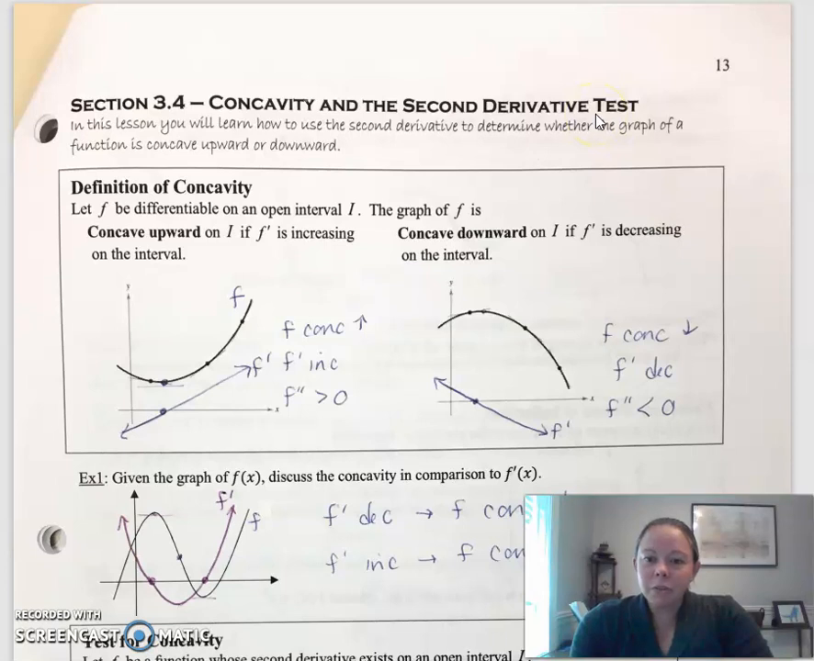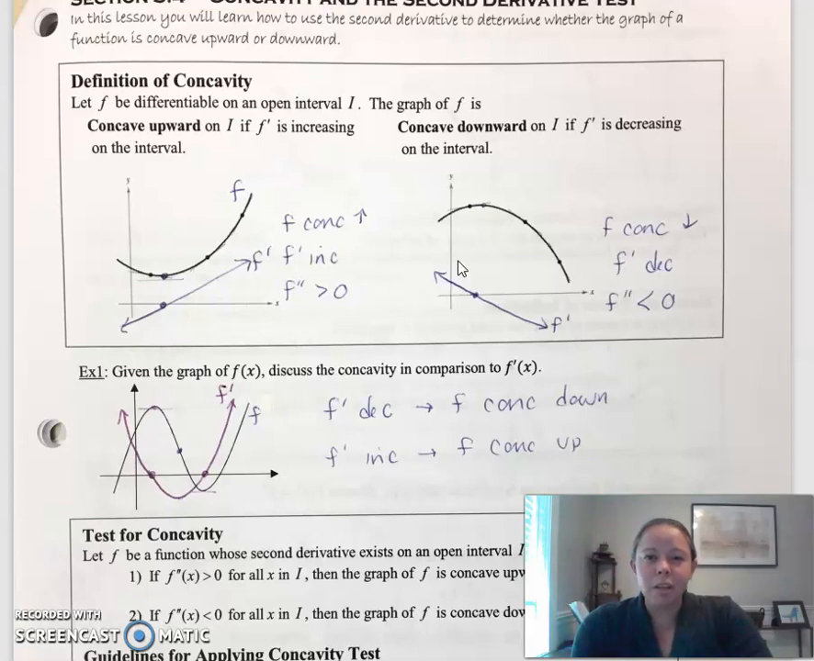Okay, so first and foremost, definition of concavity. If your function's differentiable on an open interval I, the graph is concave up when the derivative is increasing on that interval. And the function is concave down when the derivative is decreasing on the interval. So here's where it can start to get a little confusing, because where the derivative is positive, your function's increasing. Where the derivative is increasing, the function's concave up, so it starts to get a little jumbled up.